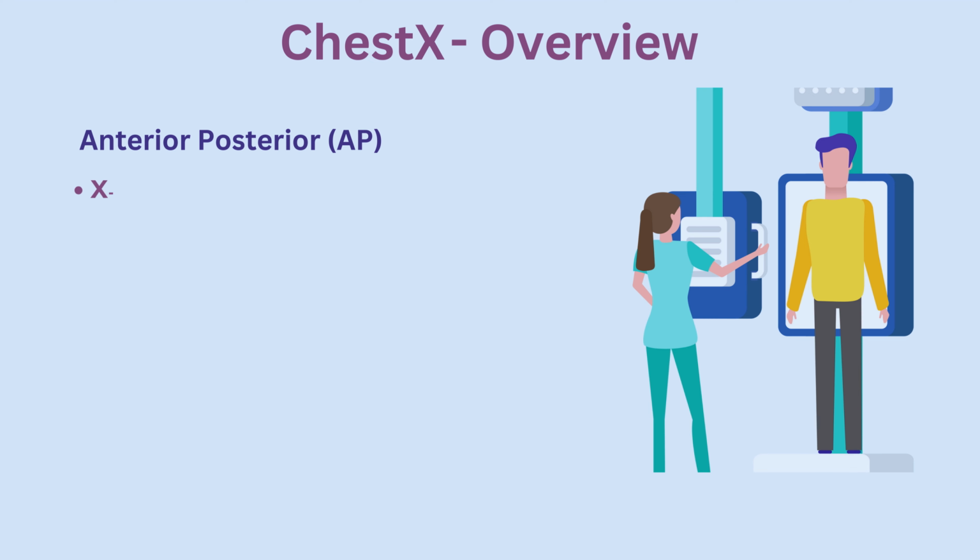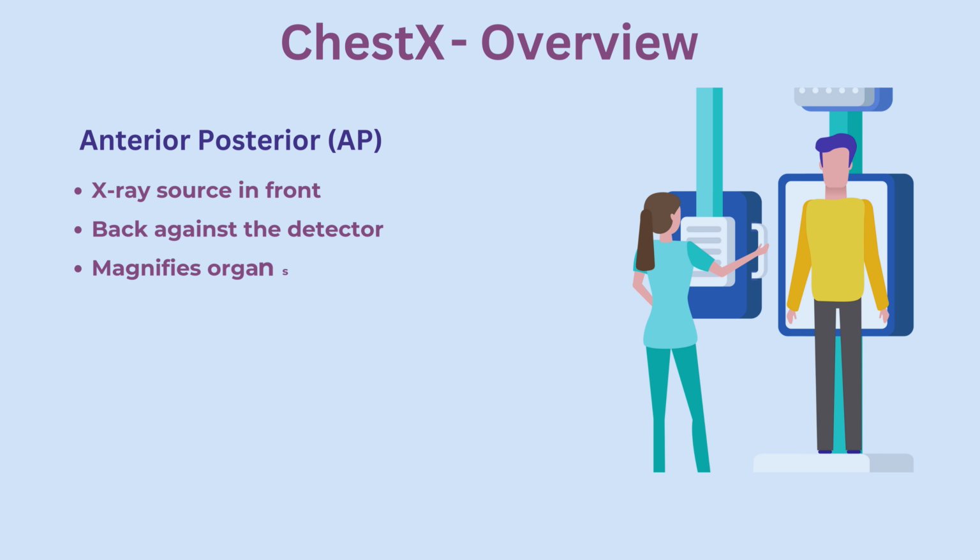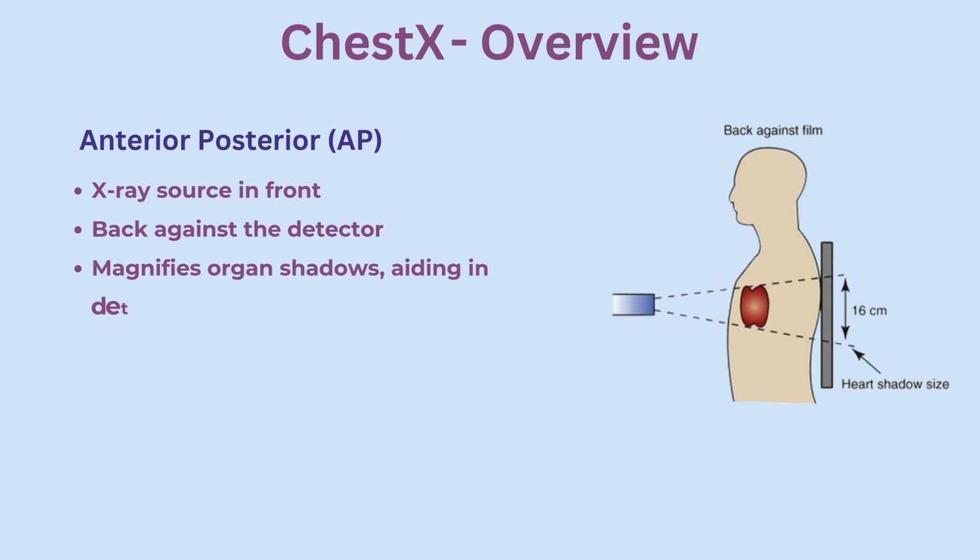In contrast, the AP view places the X-ray source in front of the patient. The heart and organs are farther from the detector, creating magnified shadows. While this limits its use for cardiothoracic measurements, the AP view is still valuable when doctors need to focus on swellings or abnormalities that benefit from magnification.